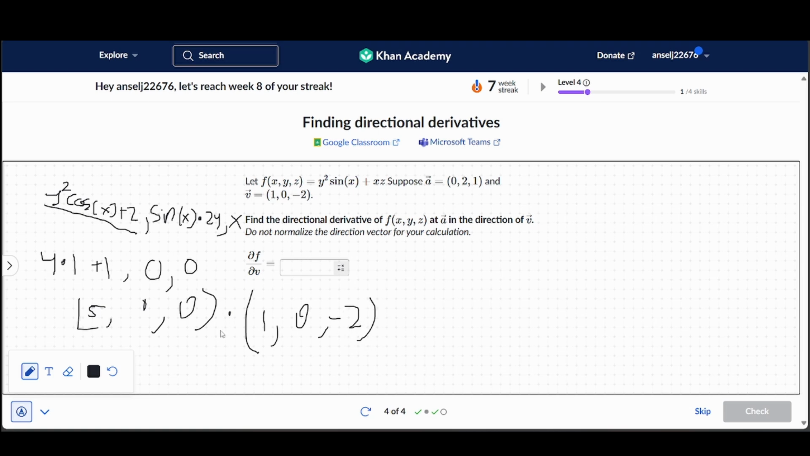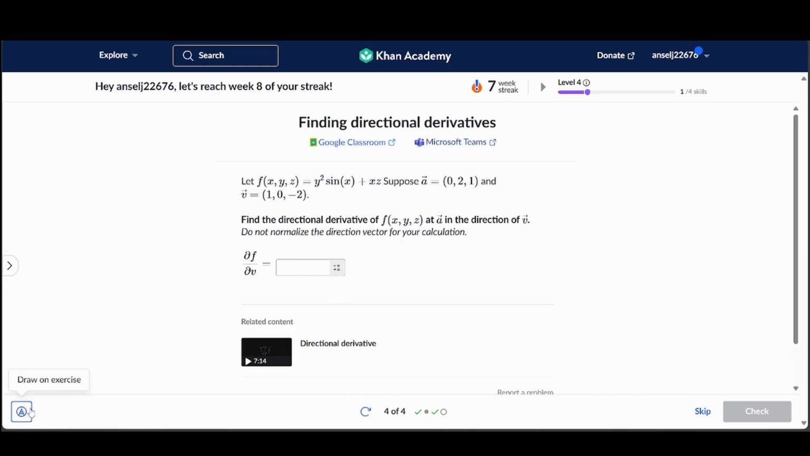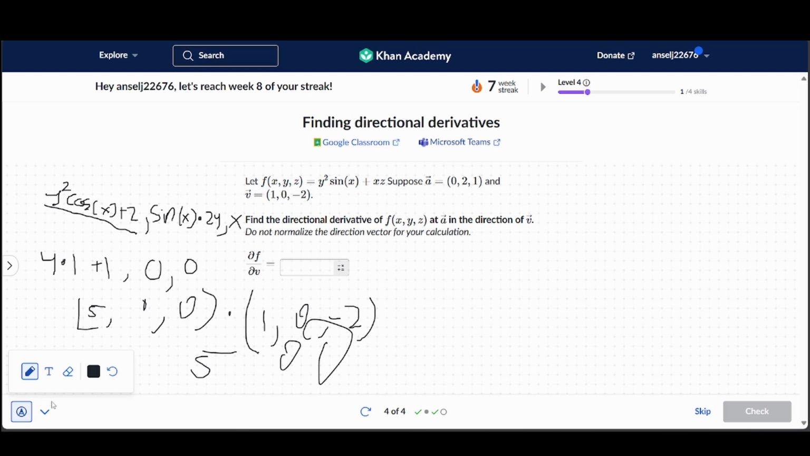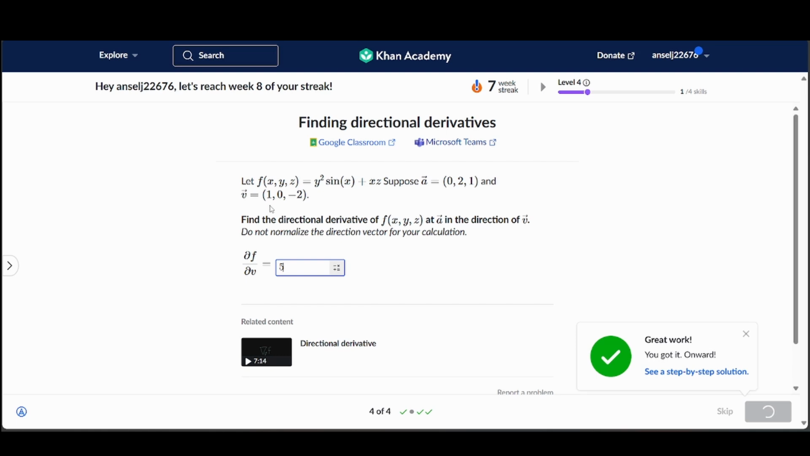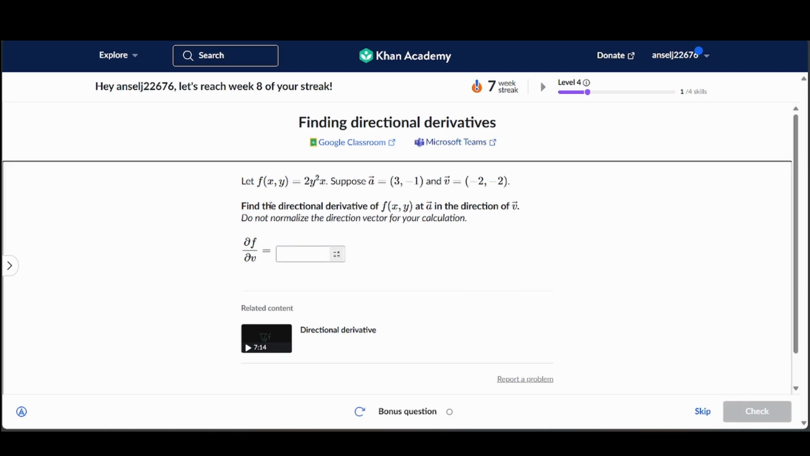Oh my god, speed. 5, 0, 0. So it becomes 5. 5 or -5? 5. Just 5. Please. I need this. Please. Yes! Let's go. Okay. How much time have I been recording for? It's okay.